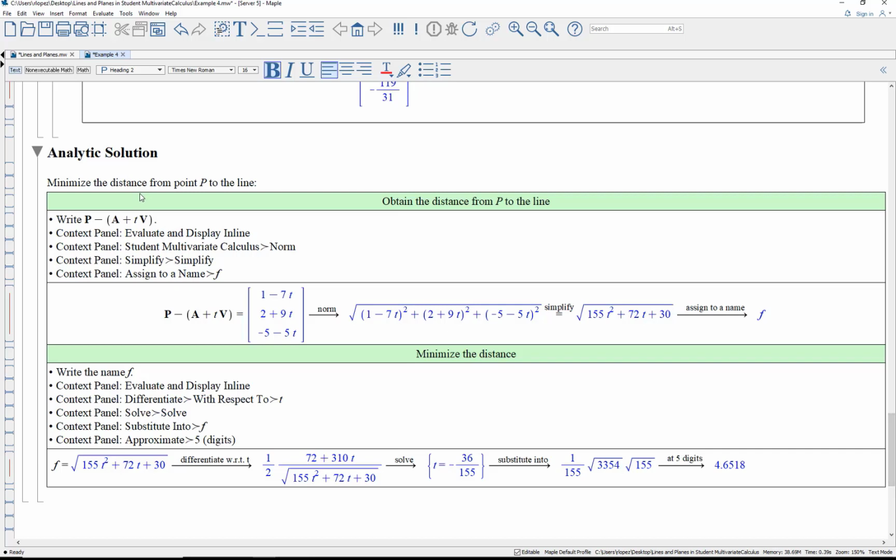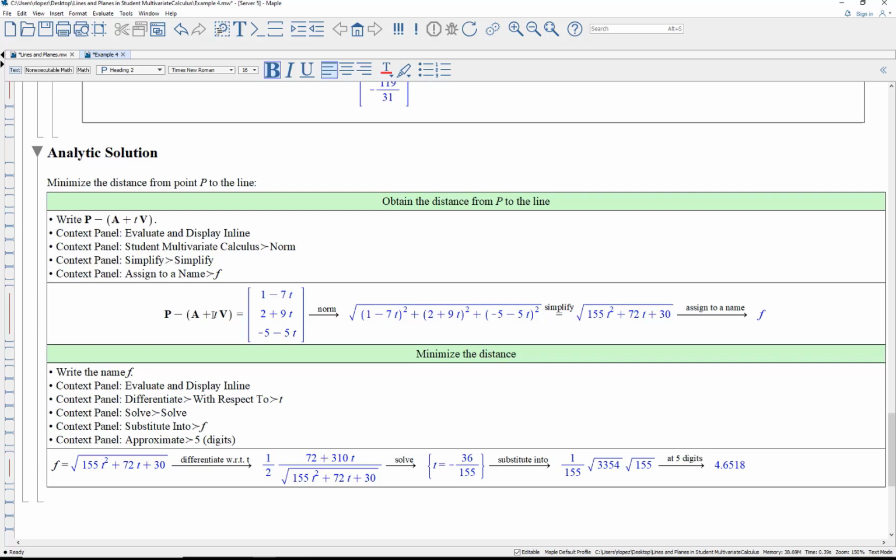You simply minimize a distance from the point to the line. Okay, so this is the expression for the line. For every value of t, you have a point on the line. This is the line segment, the vector from P to that line. Get the norm and minimize the norm.